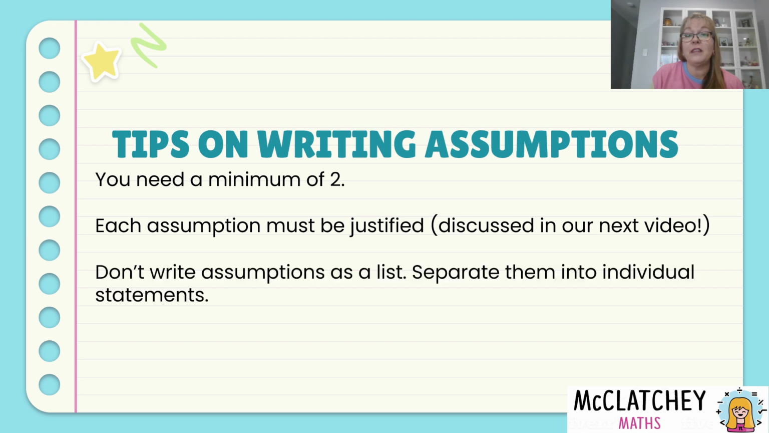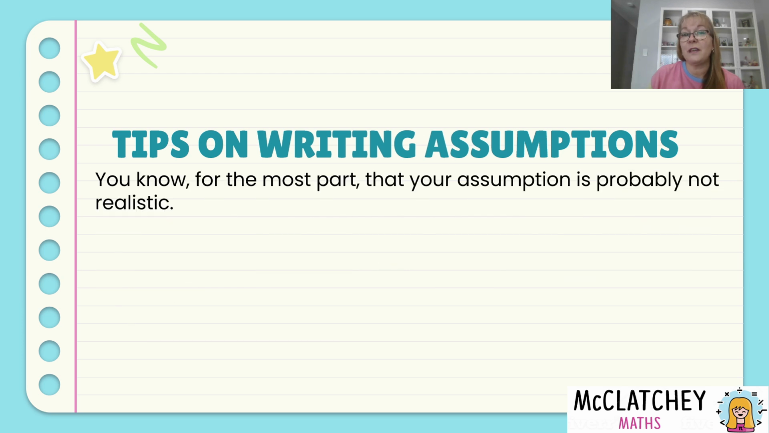Okay, don't just write them as a list like I mentioned before. So you wouldn't be saying, I assume that diet, ethnicity and genetics won't have an effect on results. That would be taken as one assumption. Okay, so write them as separate assumptions as individual statements. And while, for the most part, your assumption's not going to be realistic, you can still make that assumption to do the report.